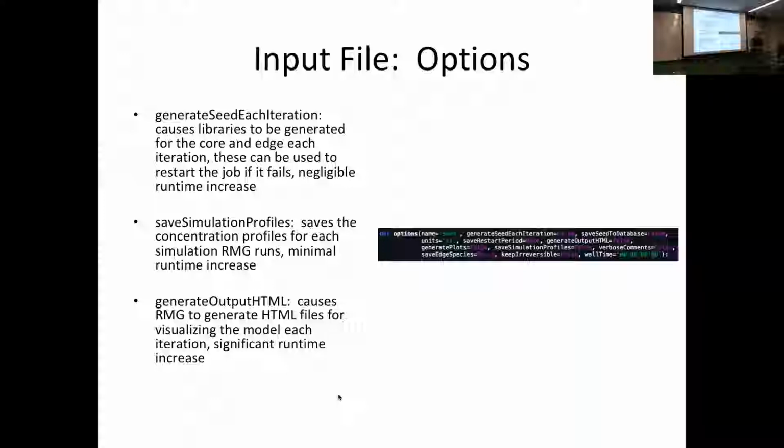Output HTML is quite nice. I'll show some of that in a second. Or actually, you'll be able to look at it in a second. Generate plots sounds really nice, but it's actually just RMG statistics. Save simulation profiles saves the plots of the RMG run, so the mole fractions of the species. Save edge species you usually don't want. Those ones aren't that important. Those three are the most important parameters.